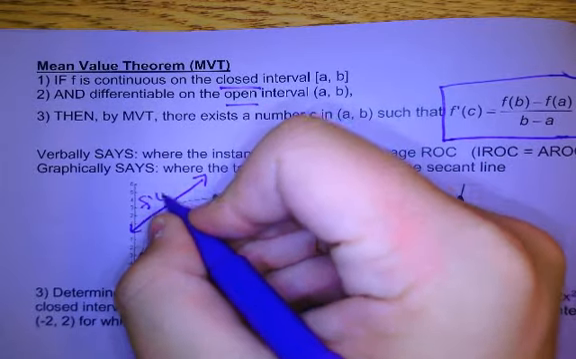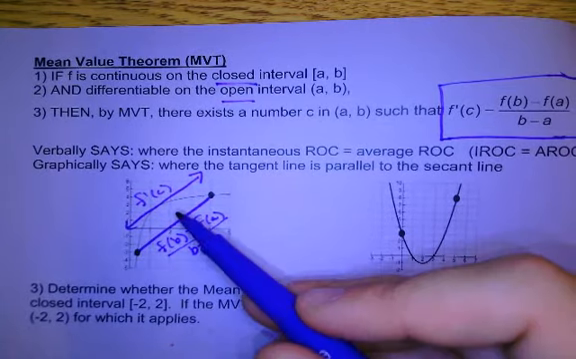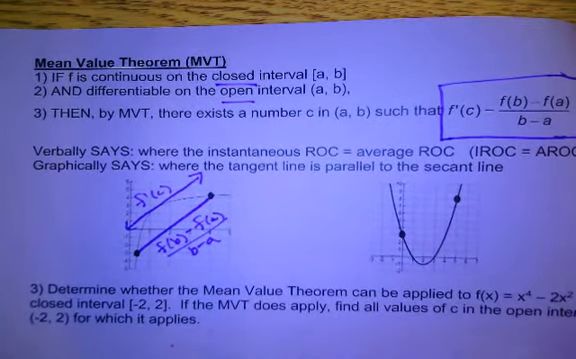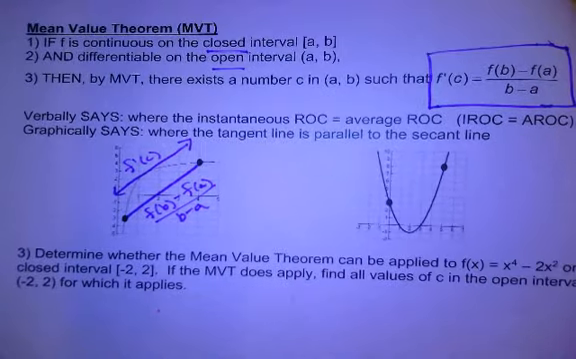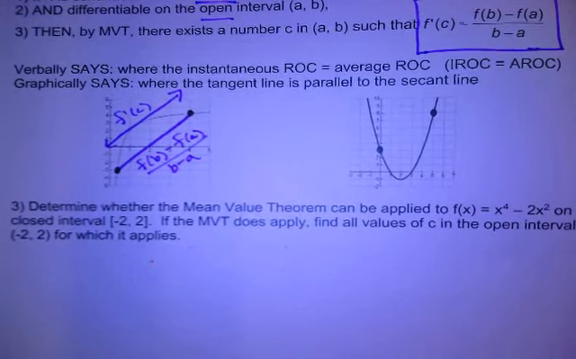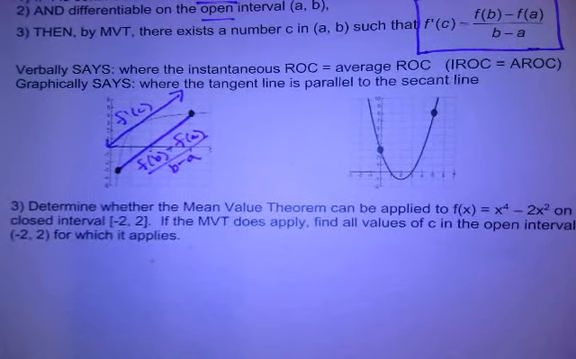And this is your f prime of whatever our C value is. So those slopes are equal. They're parallel. It's the same thing here. I don't need to draw it twice. So that's all it's saying, is that that slope from the endpoints will appear somewhere in that graph.